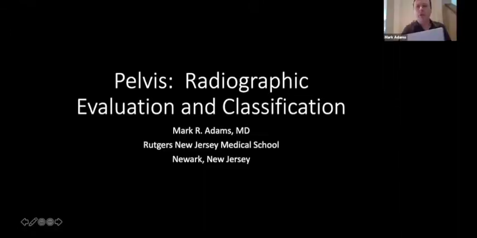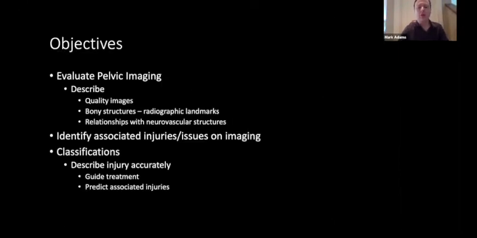So, pelvis radiographic evaluation and classification. When I'm finished with this talk, I would like you to be able to describe what makes for quality pelvic radiographs. On these radiographs, I would like you to be able to visualize the bony structure they represent and describe the relationships between certain bony structures and the adjacent neurovascular structures. There are relevant associated injuries and issues that are apparent on imaging that I would like you to identify. Lastly, I would like you to be able to use the classifications to describe the injury accurately and, as a result, guide treatment and predict associated injuries.